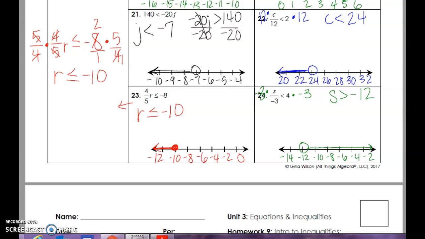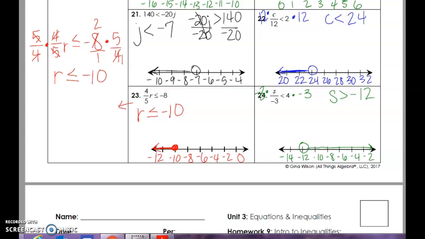On number 23, we have 4/5 times r is less than or equal to -8. Remember, the opposite or inverse of multiplying by 4/5 is to divide by 4/5. When we divide fractions, we multiply by their reciprocals. So that's why I've multiplied times 5/4. -8/1 times 5/4 is -10. So r is less than or equal to -10. That's a closed circle shaded to the left.